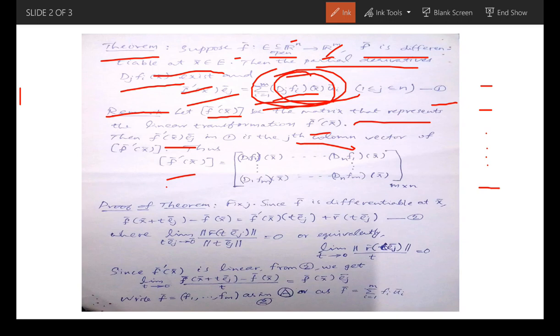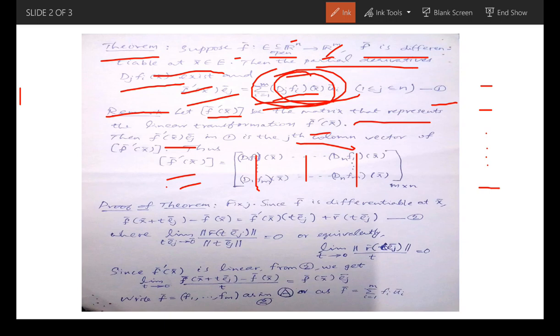Hope you understood. And therefore you can write down the matrix of f dash x with respect to the standard basis of Rn and Rm in this way. What is the jth column? It is dj f1 at x, dj f2 at x, etc., dj fm at x. In particular, this is the first column, etc. This is the nth column.